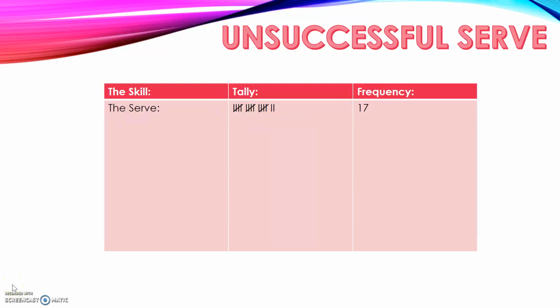So moving on to the unsuccessfulness of serves. They did have more successful than unsuccessful, with unsuccessful being 17. Even though 17 is less, it still cost them 17 points, which could have cost them to lose the game altogether.